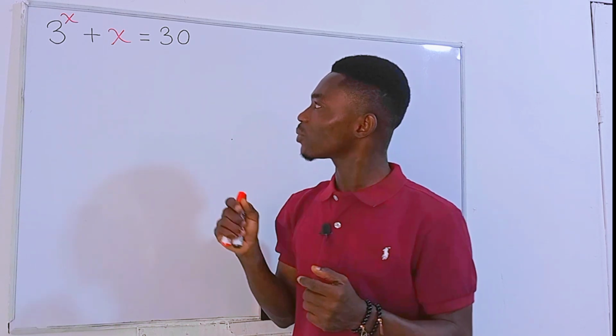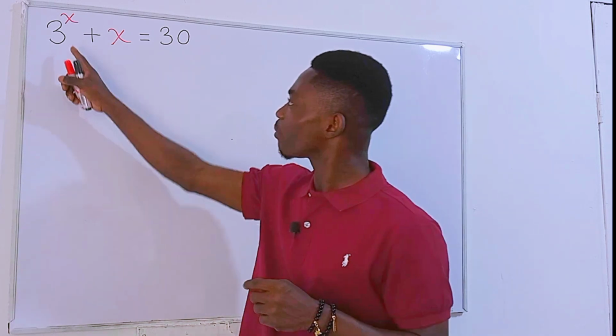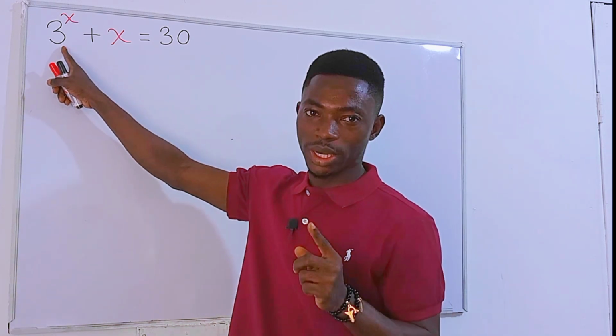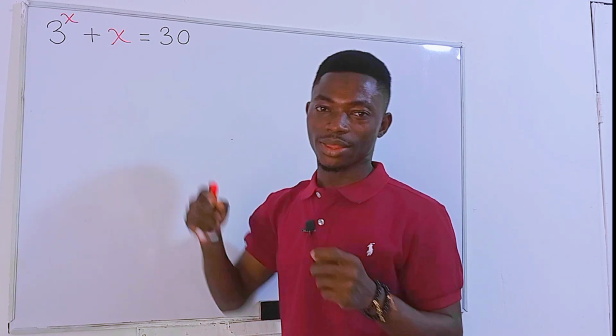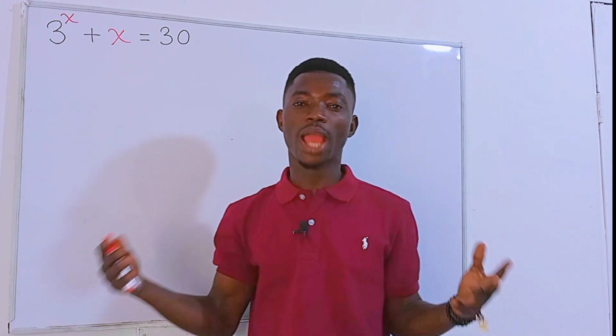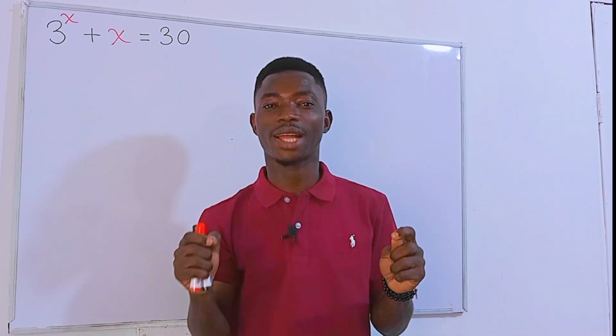Cool. X equal to 3 is indeed a solution to the problem because if x is equal to 3, we have 3 to the power 3, which is 27, plus 3 making 30. And indeed, this satisfies the equation. But how do we actually solve it? Telling the answer is easy, but solving it isn't all that easy.